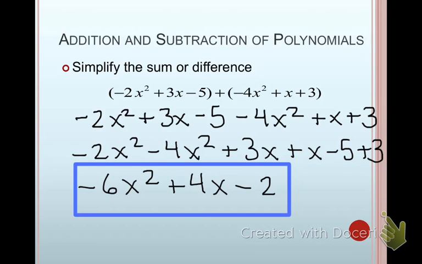How's negative 6x squared plus 4x minus 2 sound? So notice that when I went ahead and dropped the parentheses at the beginning, I just went ahead and wrote minus 4x squared plus x plus 3. I didn't worry about this plus sign right here. Okay? If you have plus a negative and you drop your parentheses, just go ahead and write the sign that's in front of the number rather than worrying about writing the addition sign as well.